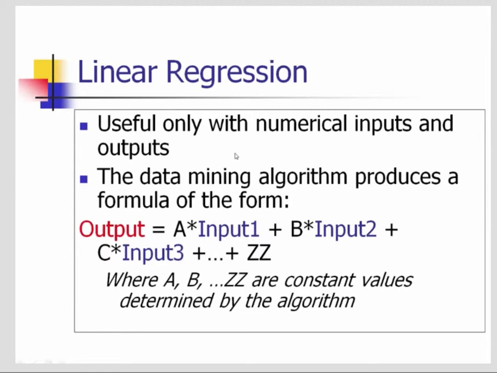So linear regression is typically useful only with numerical inputs and outputs. And the data mining algorithm produces a formula that looks something like this. So here's our formula with an output. The predicted value equals a formula that includes the values of input attributes as well as constant values such as A, B, C, and Z. But it does have a form that will yield the formula for the linear output.